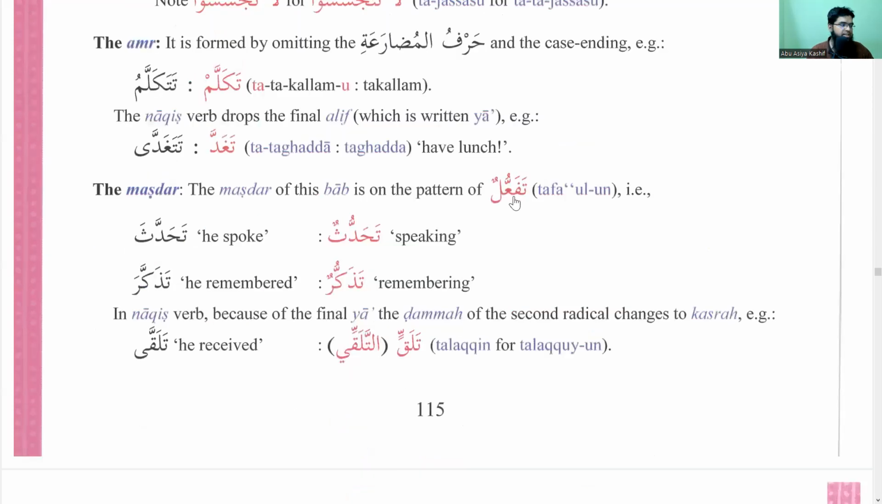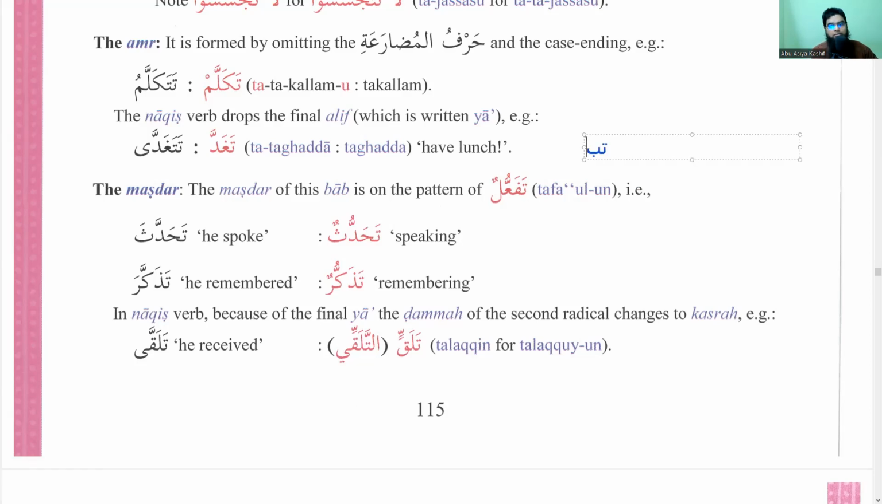Masdars. Tafa'ul is the masdar. There's only one masdar. Form 3 is the only one which has two masdars, like we just saw. Only form 3, mufa'ala. You can remember the word jihad. Jihad and mujahada. These are the two masdars from form 3. Right? Jahada, yujahidu, jihad and mujahada. But this is form 5. Only one masdar, tafa'ul, like tabassama.